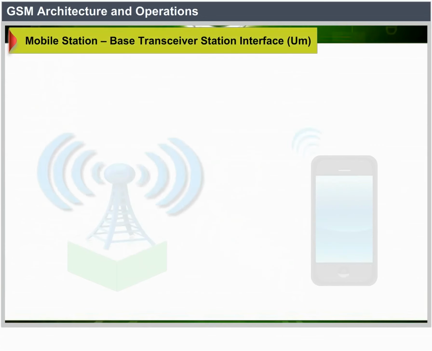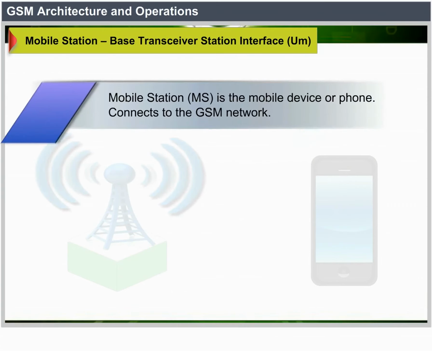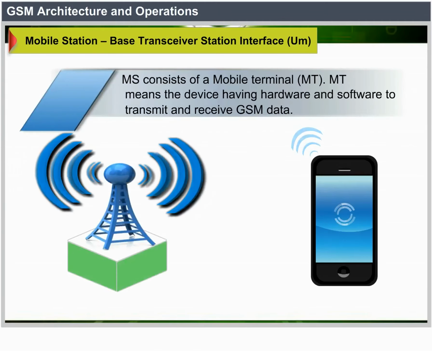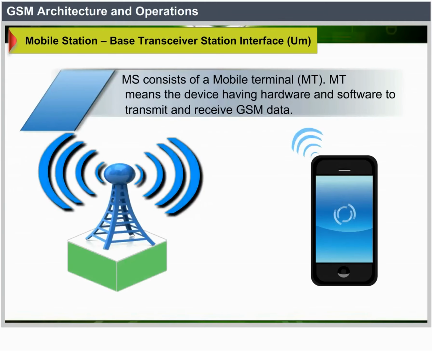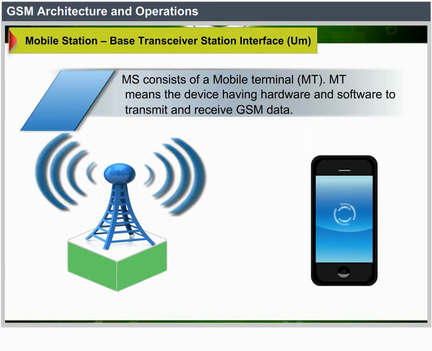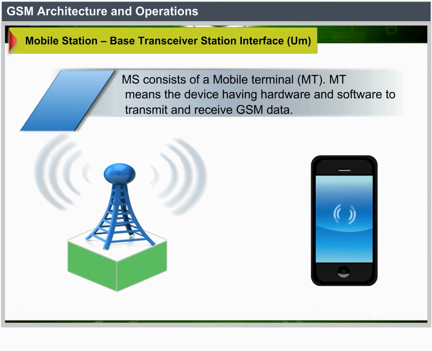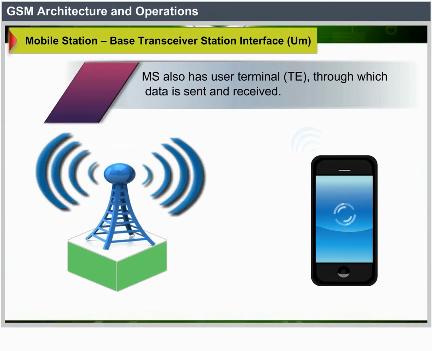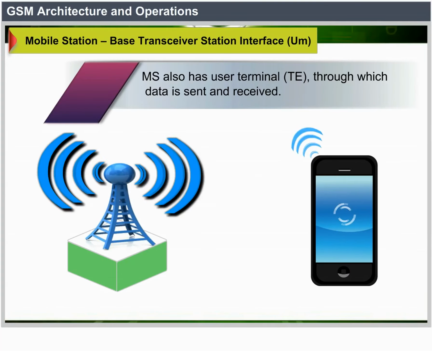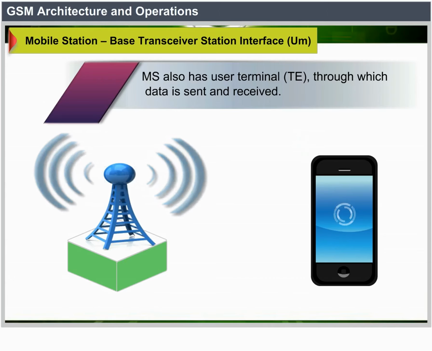Mobile station, base transceiver station interface. Mobile station is the mobile device or phone that connects to the GSM network. MS consists of a mobile terminal MT. MT means the device having hardware and software to transmit and receive GSM data. MS also has user terminal TE through which data is sent and received.